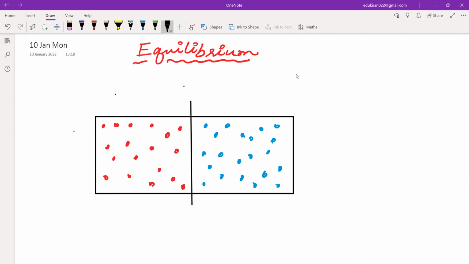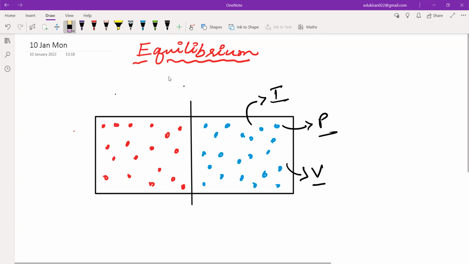Again, when we say nothing is happening, the molecules will be moving here and there. But macroscopically, in terms of properties, I can measure the temperature, the pressure, the volume. These things will not be changing, correct? It won't change.